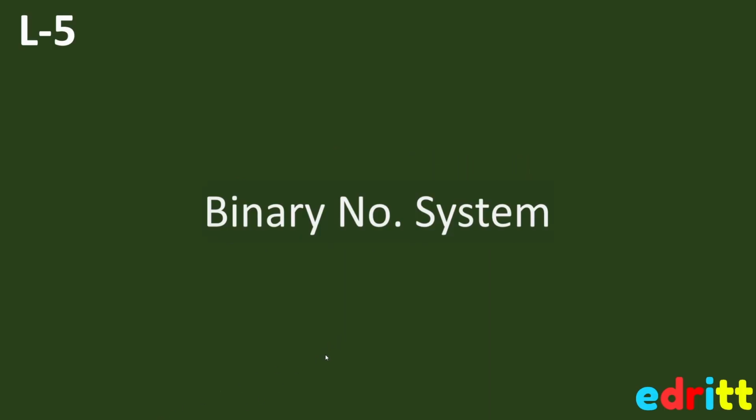In this lecture, we are going to study binary number systems. So without wasting time, let's start. In the binary number system, the radix r is equal to 2, which means it has two symbols. Now what are those symbols? They are 0 and 1.